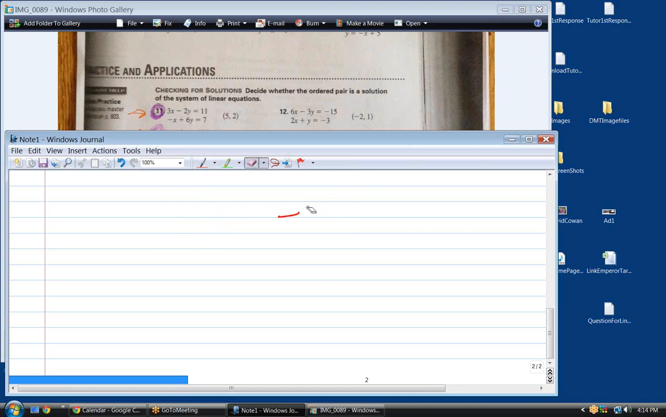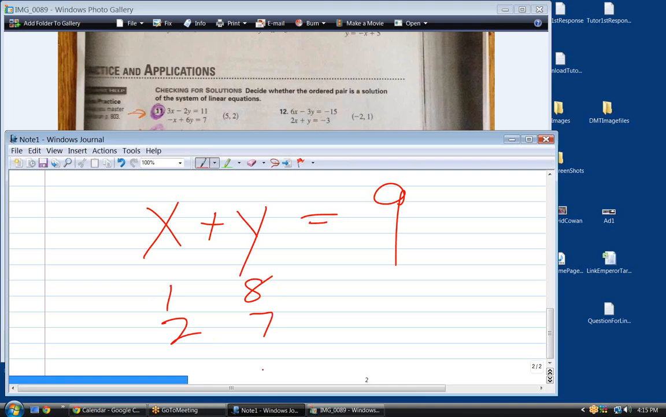Now, if I introduce a second variable, and I say that x plus y is equal to 9, what's x and y equal to? I'm not sure. Well, there's an infinite number of solutions. In other words, x could be 1, y could be 8, x could be 2, y could be 7, x could be minus 2, and y could be 11. I could go on and on forever. So when you have two variables and only one equation, you don't have a solution. You have an infinite number of solutions.